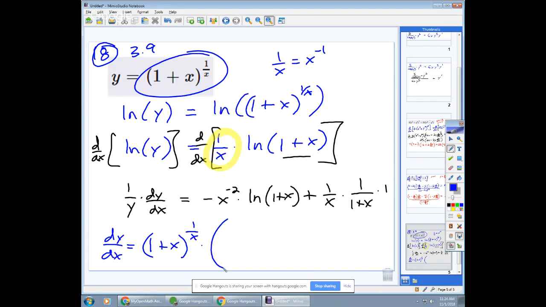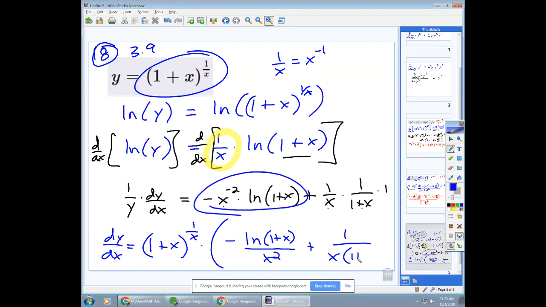And that doesn't really clean up too much. If I want to write it in a similar manner to what I have here, I might call this term right here 1 over x squared. So I'm going to say negative, that's 1 over x, the opposite of the logarithm, over x squared. So that's this stuff right there. I don't see the point in distributing those, but I'm going to put them in a single denominator. So that would just be 1 over x times 1 plus x. And you could distribute the x through there if you want, but it doesn't get much prettier than that.